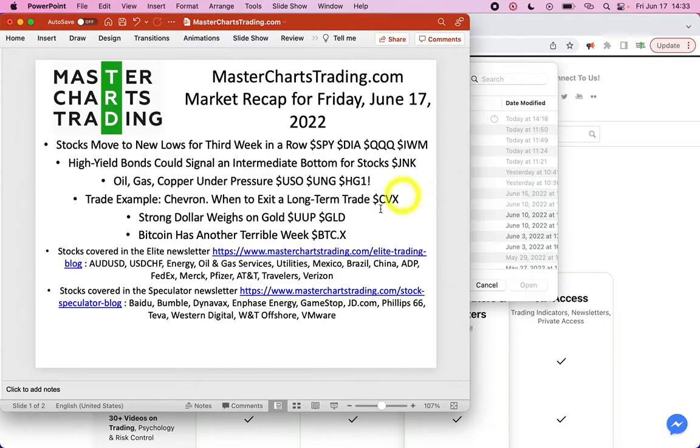Today we're gonna talk about many different commodities, but we will start with stocks, as stocks make a new low for the third week in a row. I think there's a good chance now that we will see at least somewhat of a bounce. I think junk debt is signaling that we will have a bounce in the weeks ahead.